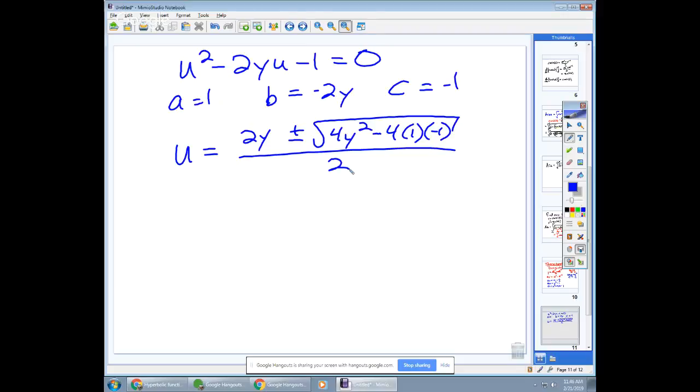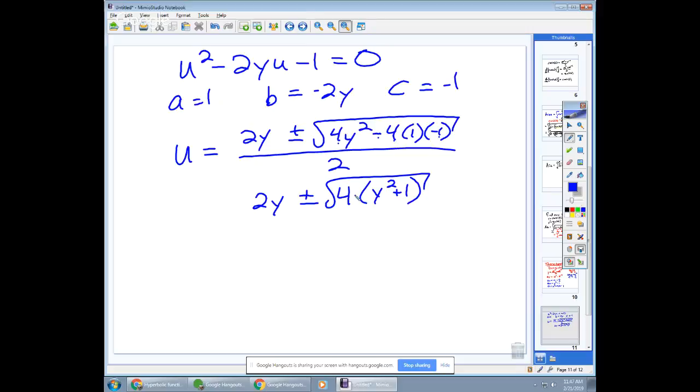Inside here, that's going to end up being 4 is a factor times y squared plus 1. Right, because here I have minus and negative, so there's plus. They both have a common factor of 4, which I can pull out.